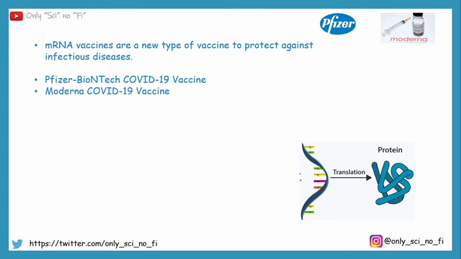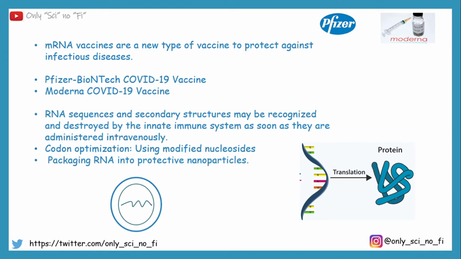So what happens here is, as mRNA molecules are being used, these are prone to degradation. So what one has to do to prevent it from immune system destruction is, first, codon optimization. Codon optimization is basically using a modified form of nucleosides, that is, instead of ATGC you can use some modified version of it so that it is not recognized.